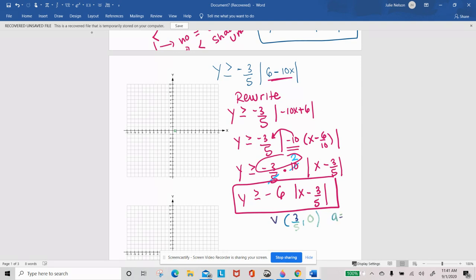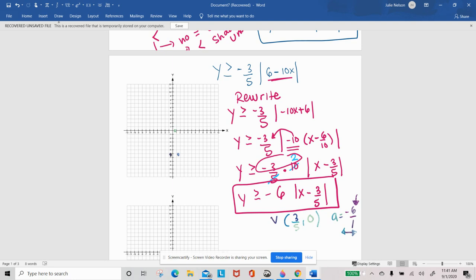A is negative 6 over 1, which means you're going to go down 6, right and left 1. So down 1, 2, 3, 4, 5, 6. Because you're in the middle, when you go right you're going to be in the middle, and when you go left you're going to be in the middle.